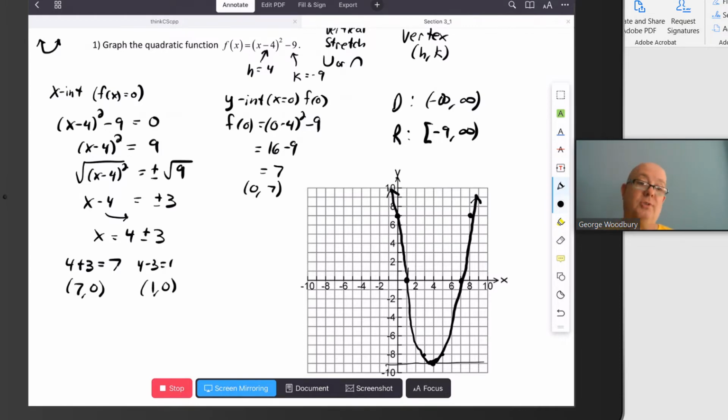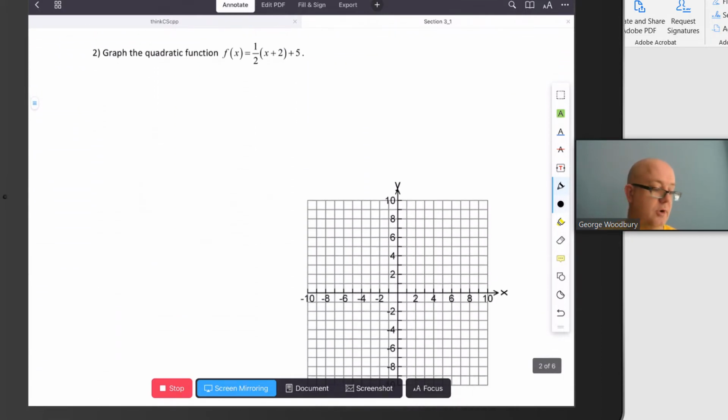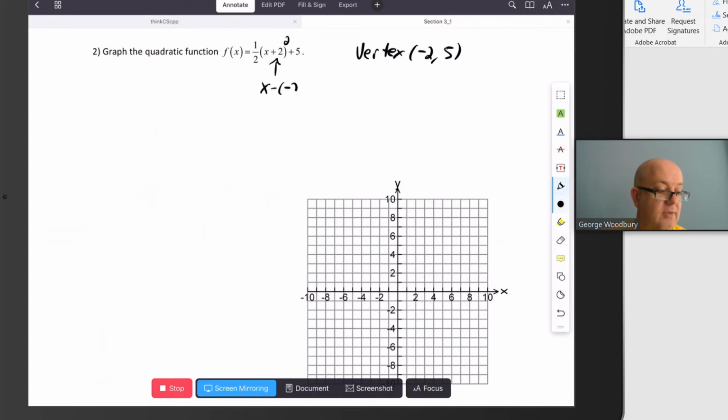All right, that's our first one. Let's try another one. I've got 3 set up for us. The next one is f of x equals 1/2 times x plus 2 squared, that should say, plus 5. So the vertex is negative 2 comma 5, because x plus 2 is really the same as x minus negative 2. And the value for h is the value that's being subtracted from x.